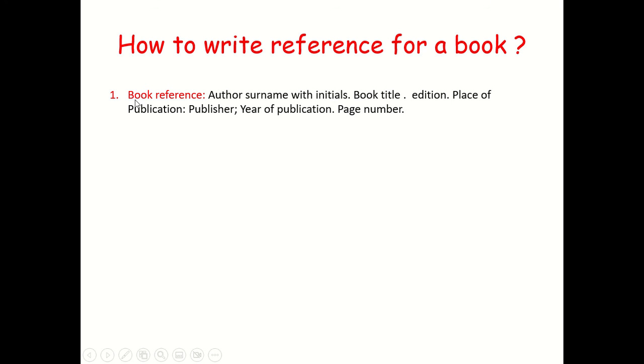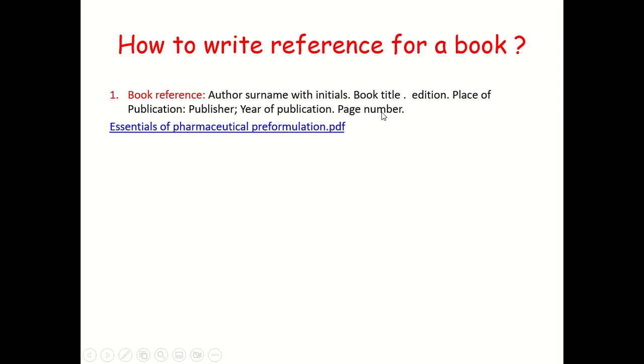For a book reference, the first and most important thing is to give the name of the author. How are you going to give the name of the author? You will write the author's surname followed by the initials, then a full stop, then the book title, full stop, edition, full stop, then the place of publication, where the publication was done, then a colon, then the publisher, semicolon, year of publication, full stop, and at the end you will write the page number.